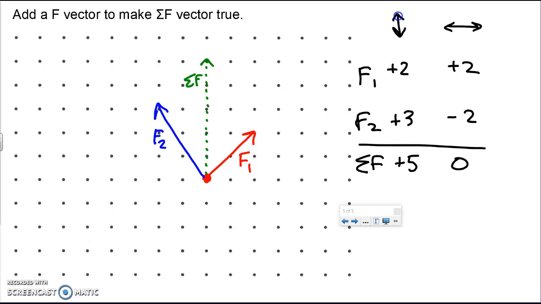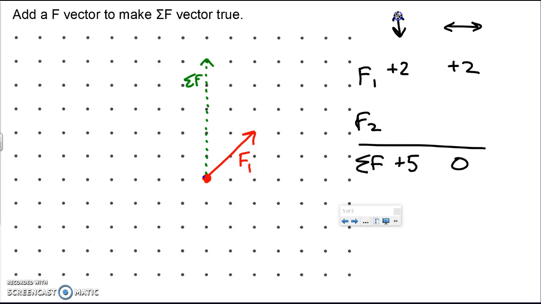Okay, so what have I done here? I don't really know. I think that I've messed up this last part of the video, but I think you get the idea. I think what was supposed to happen here is you're given one vector, and you're supposed to figure out how to add a blue vector onto that to make the green vector true.